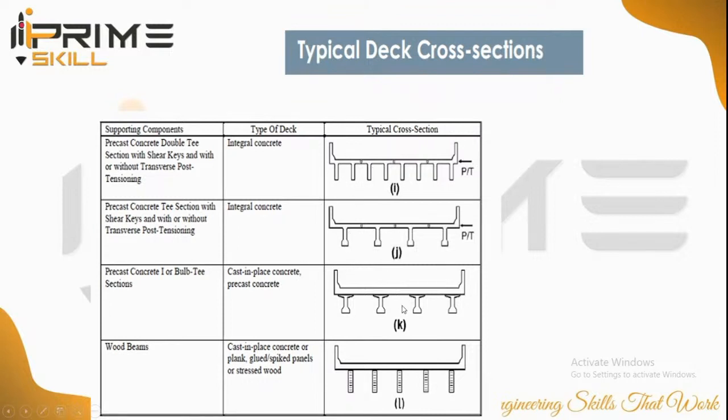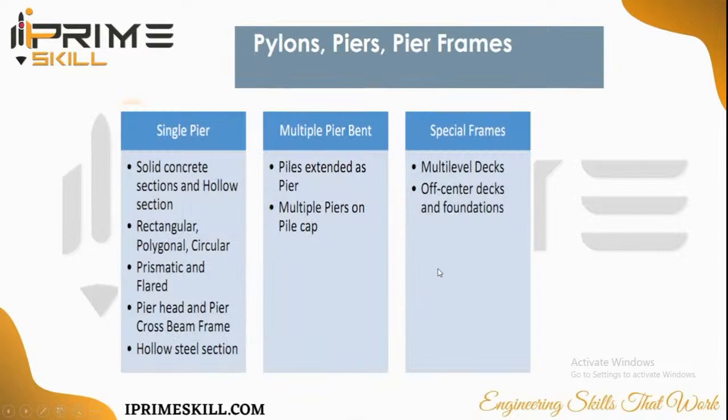The shapes differ. You saw these kinds of shapes of columns, different types of shapes of columns, which are precast. Built somewhere, constructed somewhere, brought to site, and then they are fixed. Then they are called pylons, piers, and pier frames. We saw different types of pylons. So they are the single pier made of concrete hollow sections. So different types of pylons are available. Hollow steel section piers. So we saw mostly hollow sections and solid concrete sections.